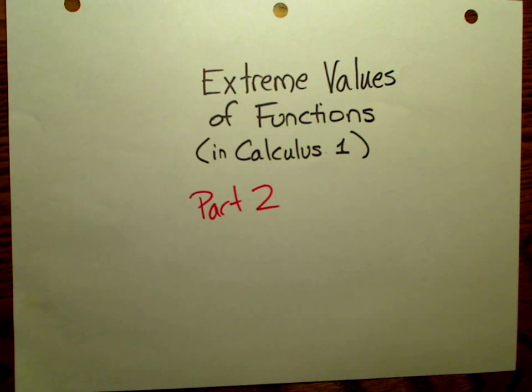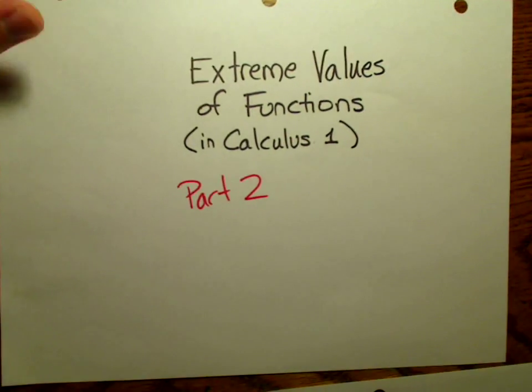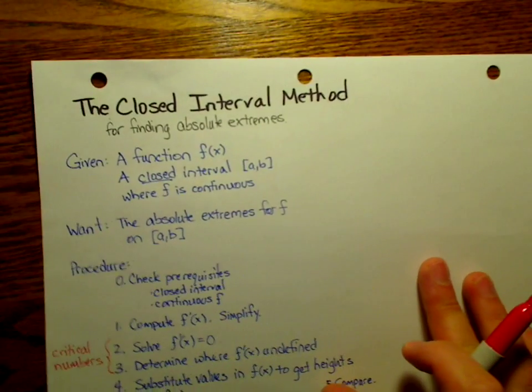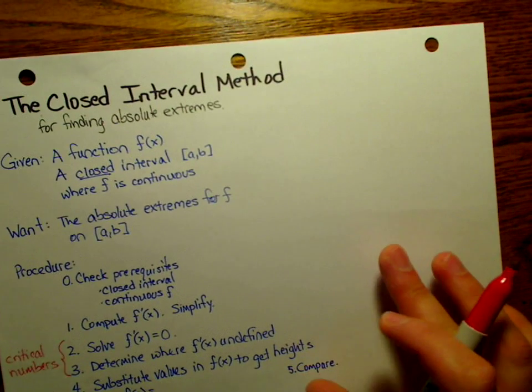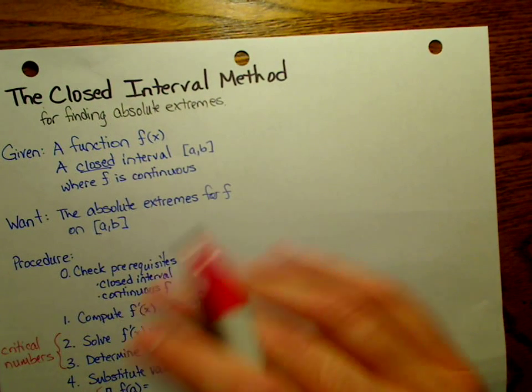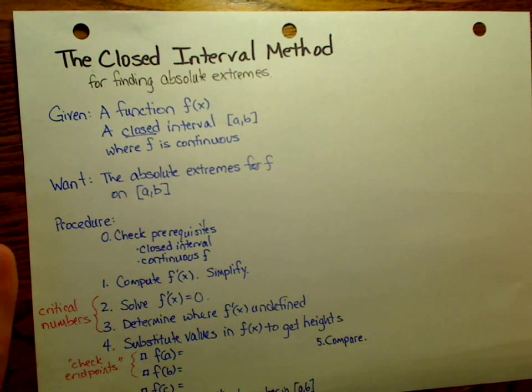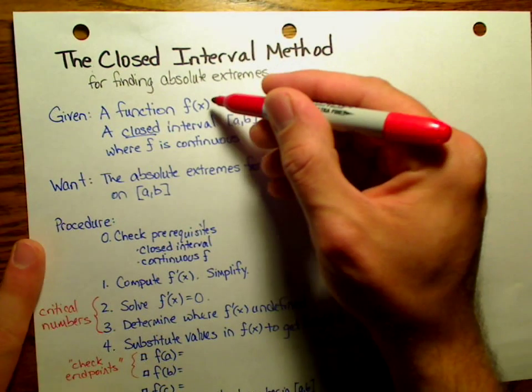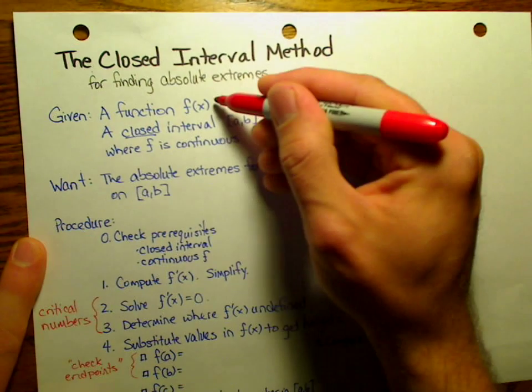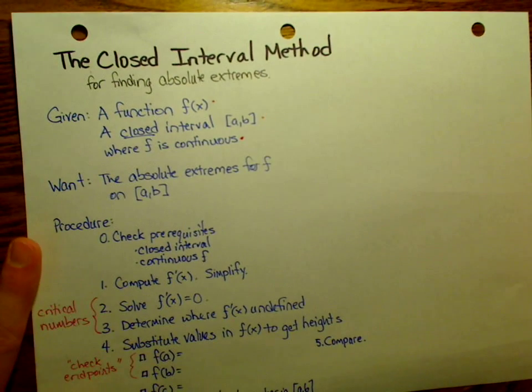All right, we're continuing on the video from before. This is part 2. We're looking for finding absolute extremes for a function, and what we do there is called the closed interval method. I want to find an extreme value, an absolute min or an absolute maximum, the highest or the lowest point for a function f on a closed interval, where f is continuous.